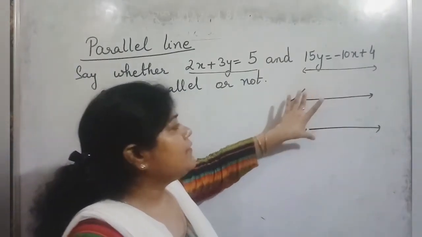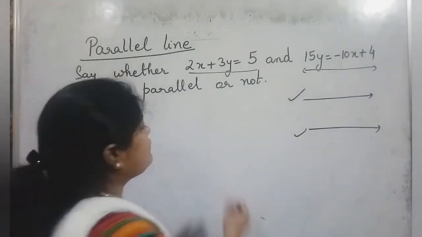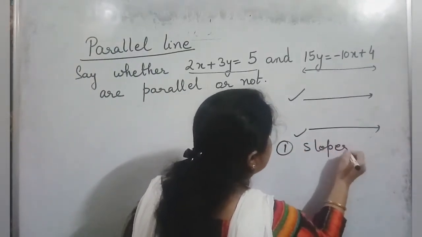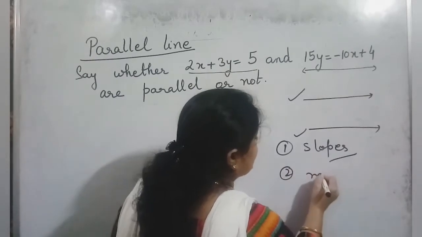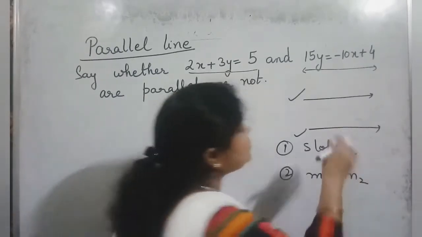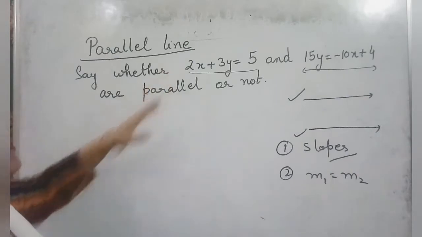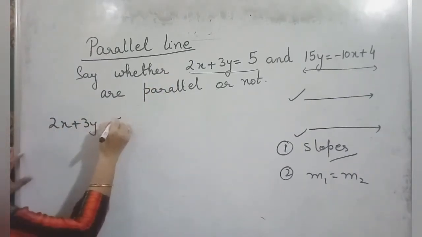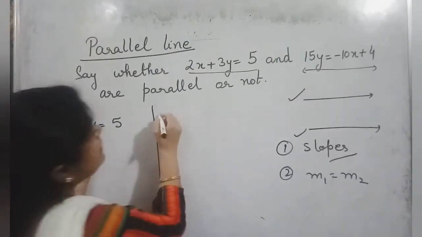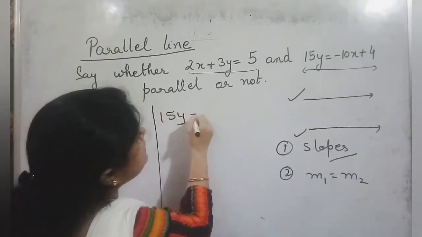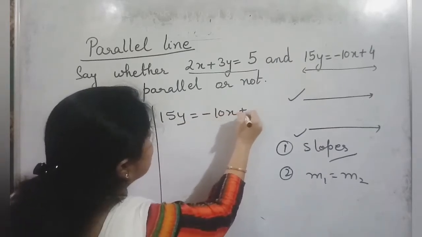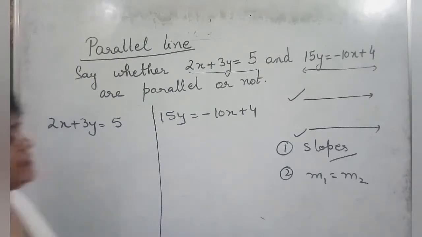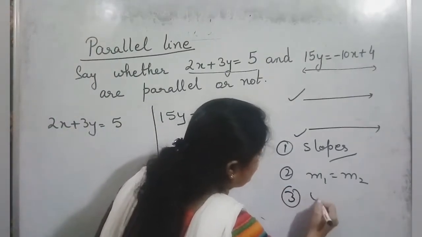When we have to find whether the lines are parallel or not, we find the slopes. If their slopes are equal to each other, then these two lines are parallel. Now we just observe the case. We have 2x plus 3y is equal to 5, and the other, 15y is equal to minus 10x plus 4. We transform these equations into the slope intercept form.